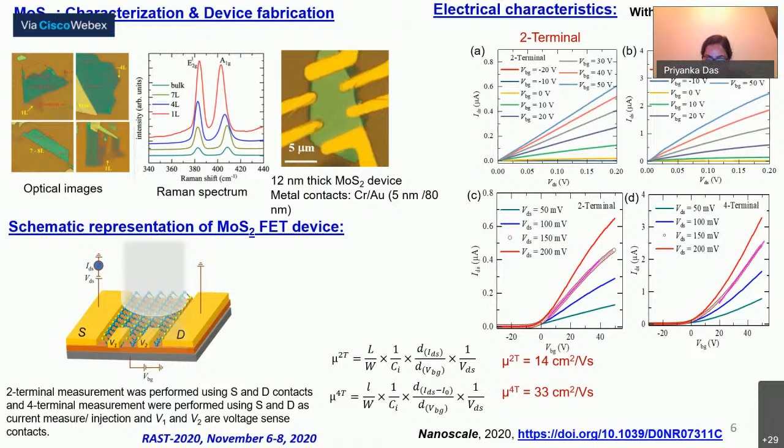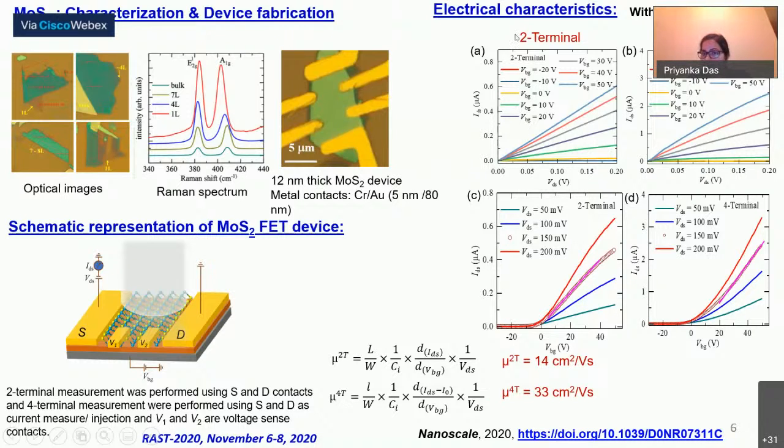From one device, there are two types of measurements we used. One is 2-terminal and the other is 4-terminal. The 2-terminal measurement was performed using the source and drain contacts, and 4-terminal measurements were performed using source and drain for current injection and measurement, and V1 and V2 to sense the voltage drop across the channel. And in the right hand side, you can see the electrical characteristics of these devices without light illumination.